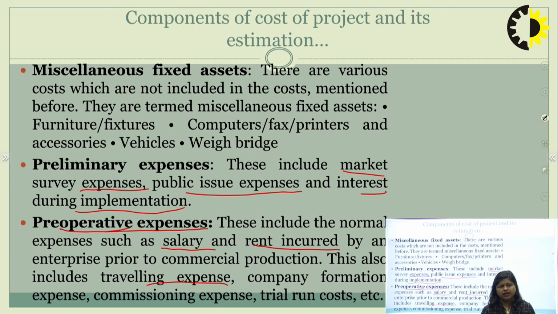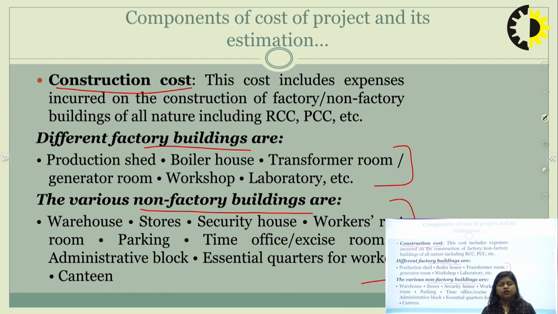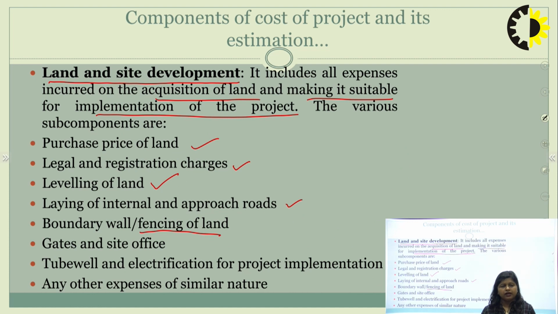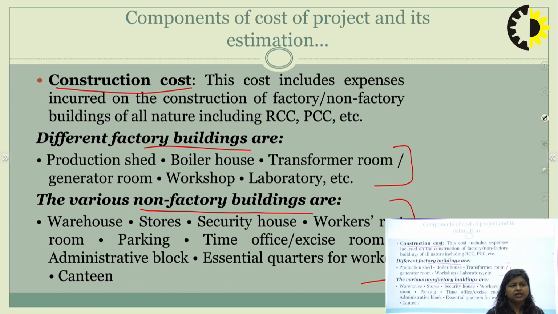So let's have a brief look at the heads. One, we need to find the land and site development cost, such as purchasing land and legal restrictions. Second, we need to estimate the cost involved in the construction of buildings, like the factory building and the non-factory building. So we have the land and now the constructed building.